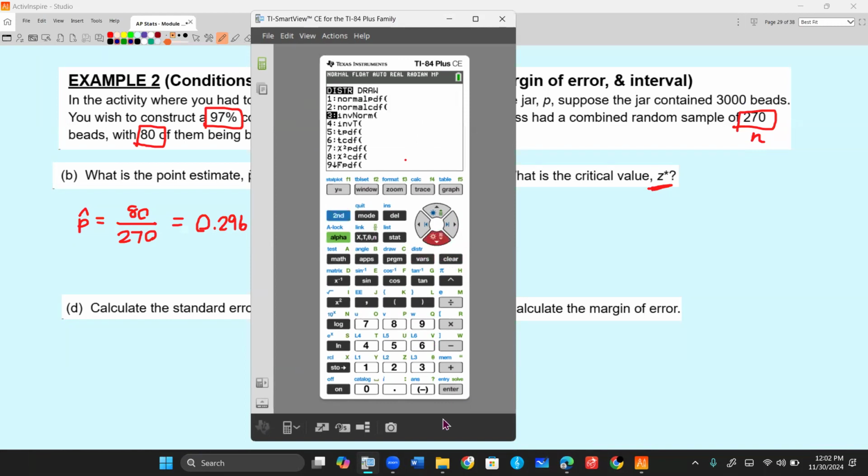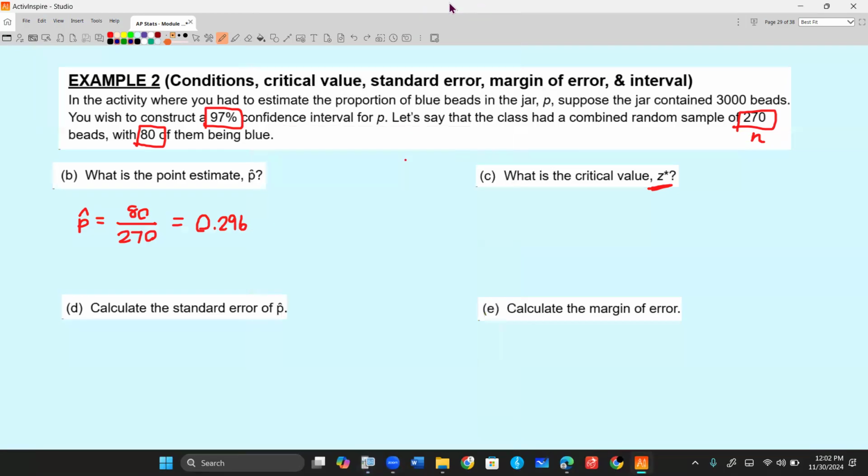You can also do your inverse norm if you have a newer calculator and just do 0.97, but make sure you click on center to get your two, and always use the positive, so 2.17. Do you have to show work for that? No, we don't show work for the critical value. So Z star is going to be 2.17.